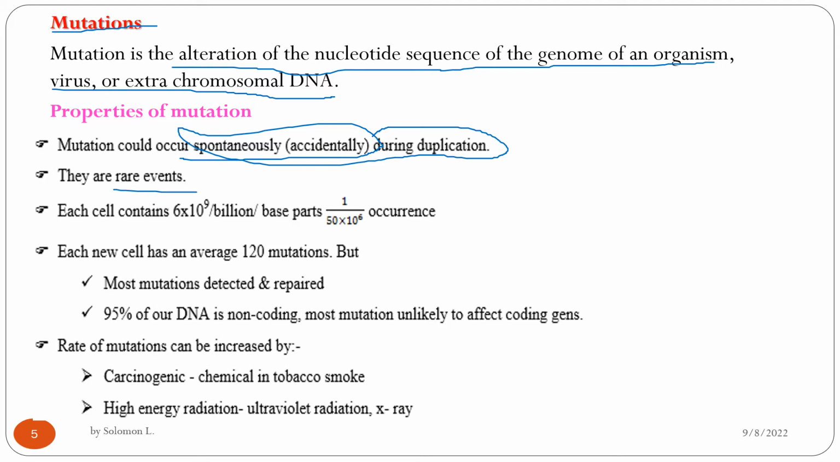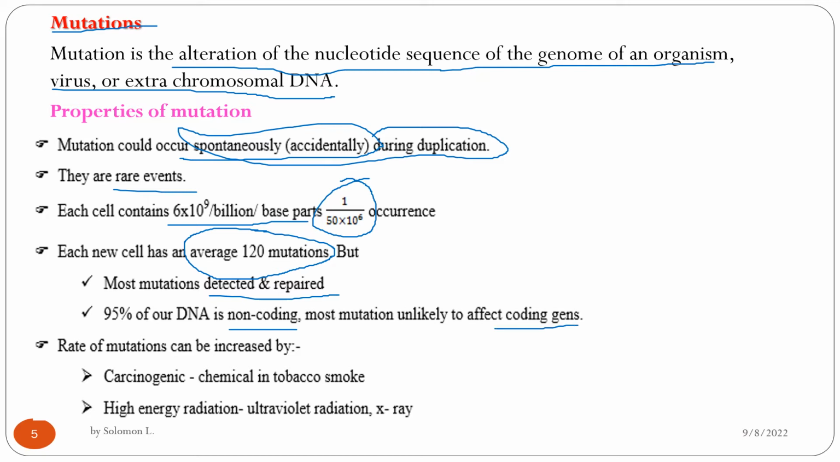For instance, each cell contains 6 billion base pairs. Among these, on average only 120 mutations will occur. That means a ratio of 1 to 15 million. Most mutations are detected and repaired. Even 95% of our DNA is non-coding DNA. Almost 95% of the genes in DNA are non-coding genes, so mutations are less likely to affect the coding genes.